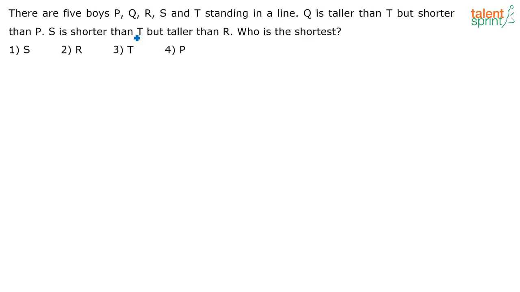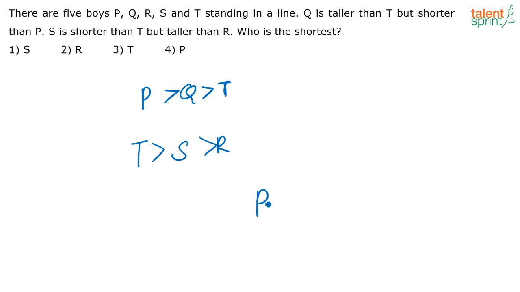See what is given. There are 5 boys standing in a line. Q is taller than T. So I have just written Q is taller than T, with a greater than symbol. Q is taller than T but shorter than P. So Q is shorter than P, or P is taller than Q. Now it is given S is shorter than T. So S is shorter than T but taller than R.